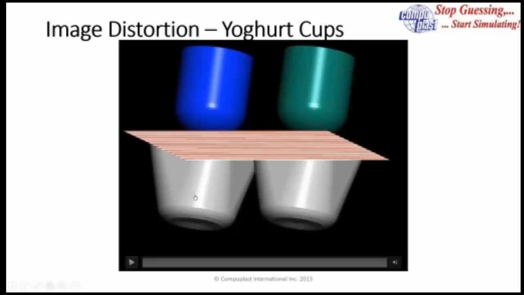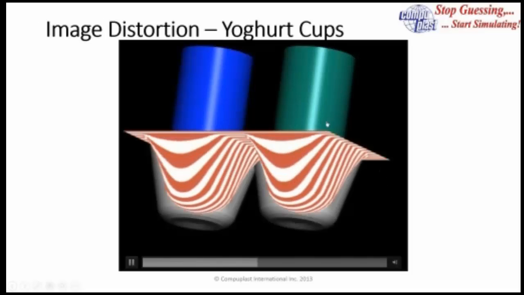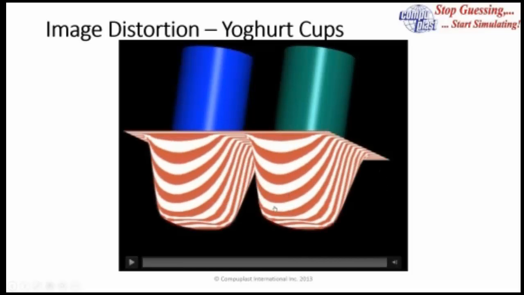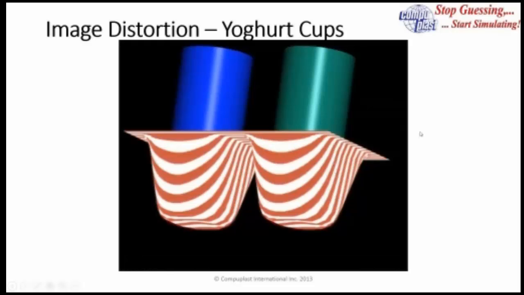And we have a plug assist forming 2 yogurt cups. And so you see the assist pushing the material down and stretching it out, and we can follow the deformation of the image. So where these lines started off as straight, you can see that they end up being curved on the final part.